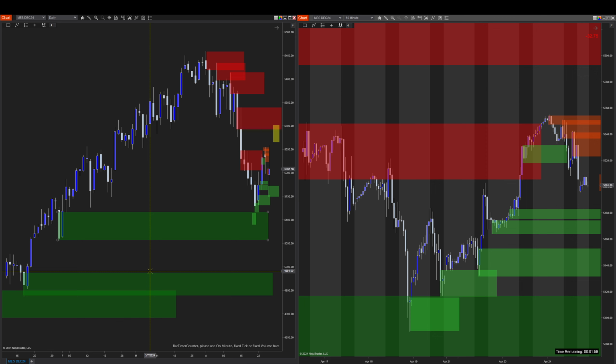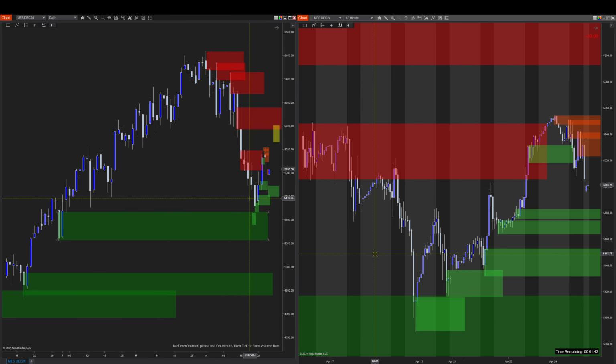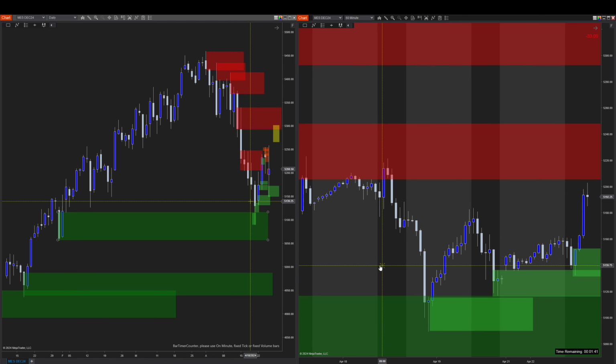Right now, the probabilities are demand will step into the market. Now, I don't know what it's going to do, but we're in a higher time frame uptrend. Most likely we make new highs. So let's get down into this demand. And that is this picture on the right.